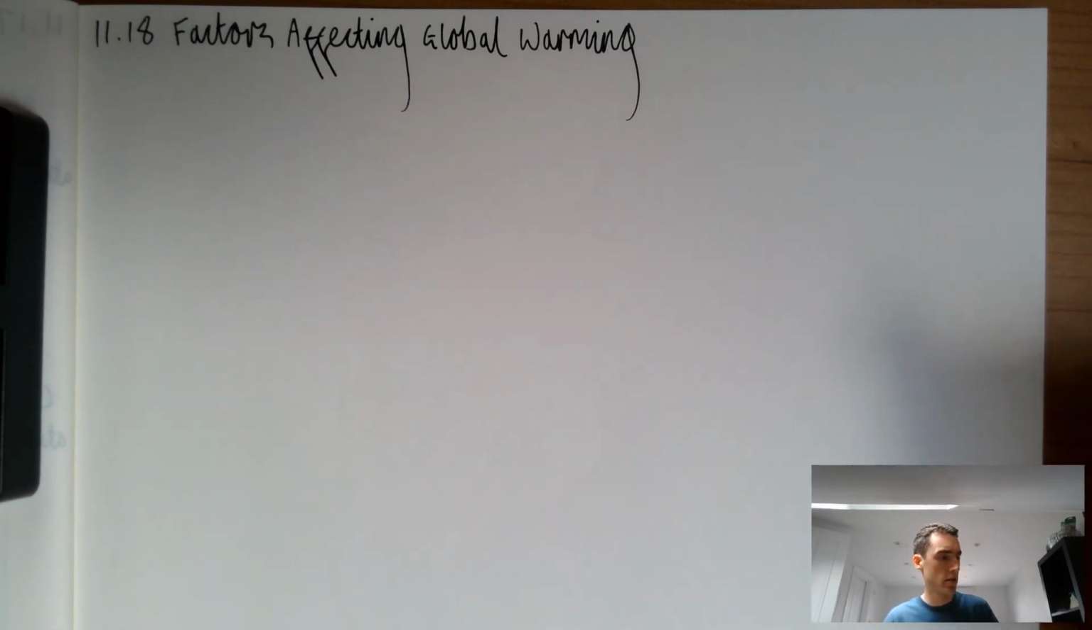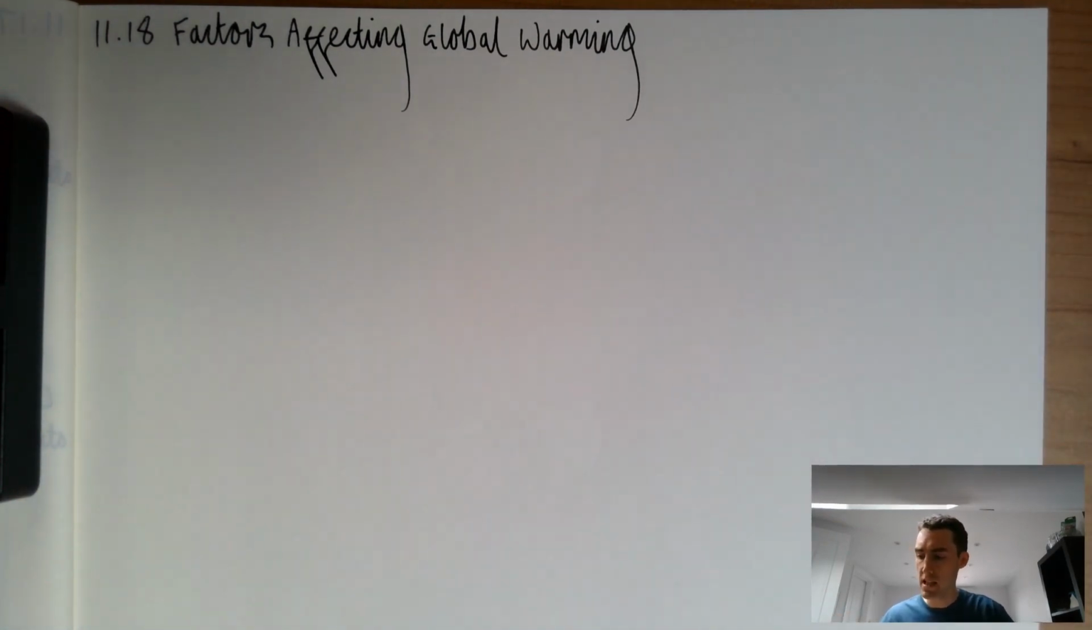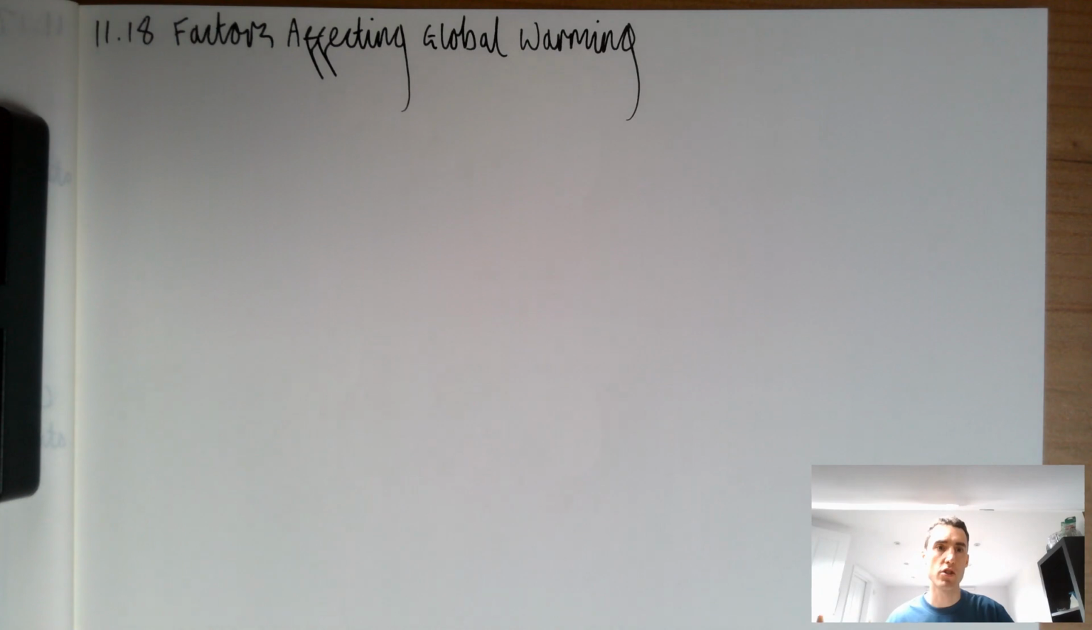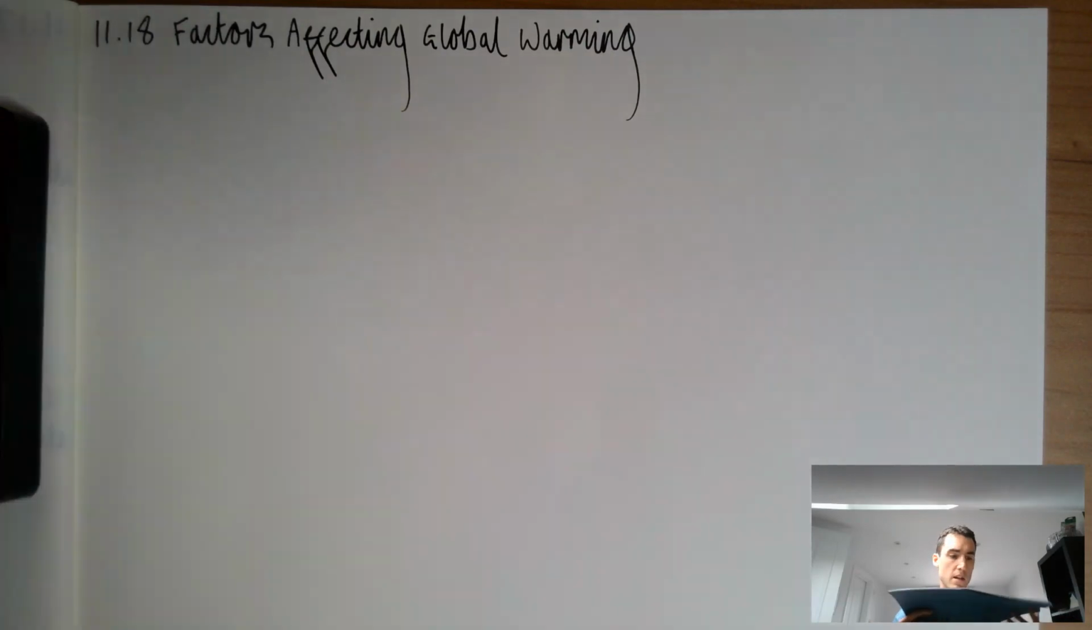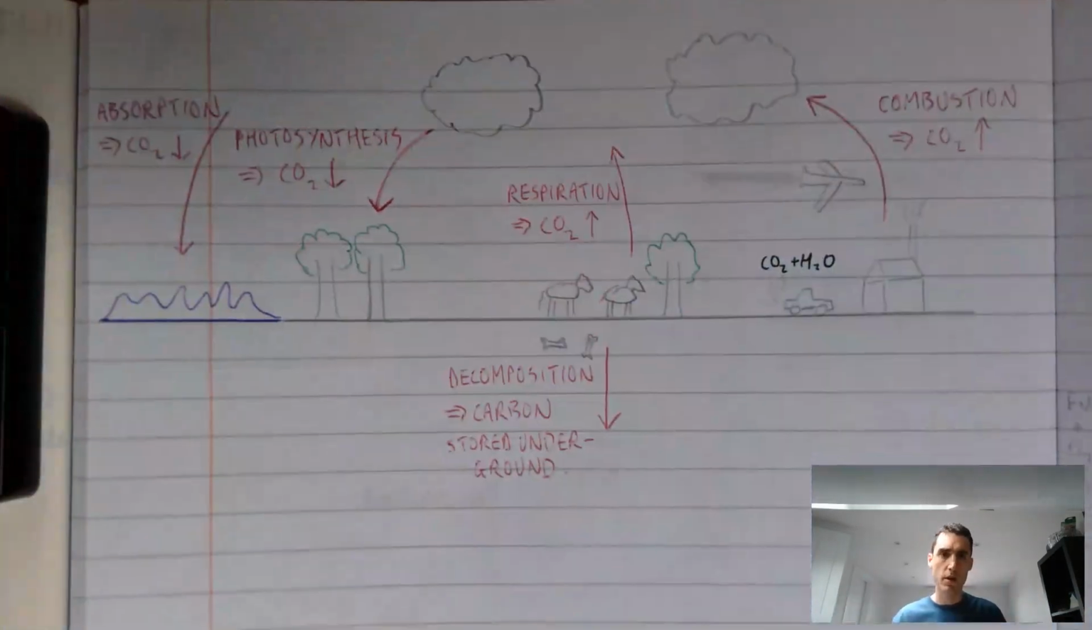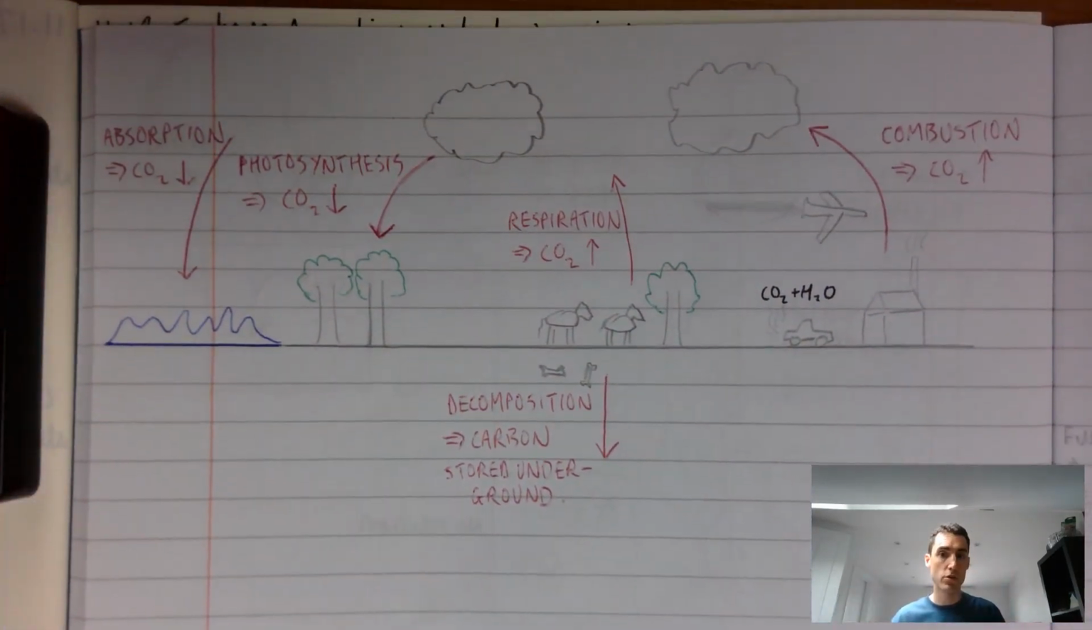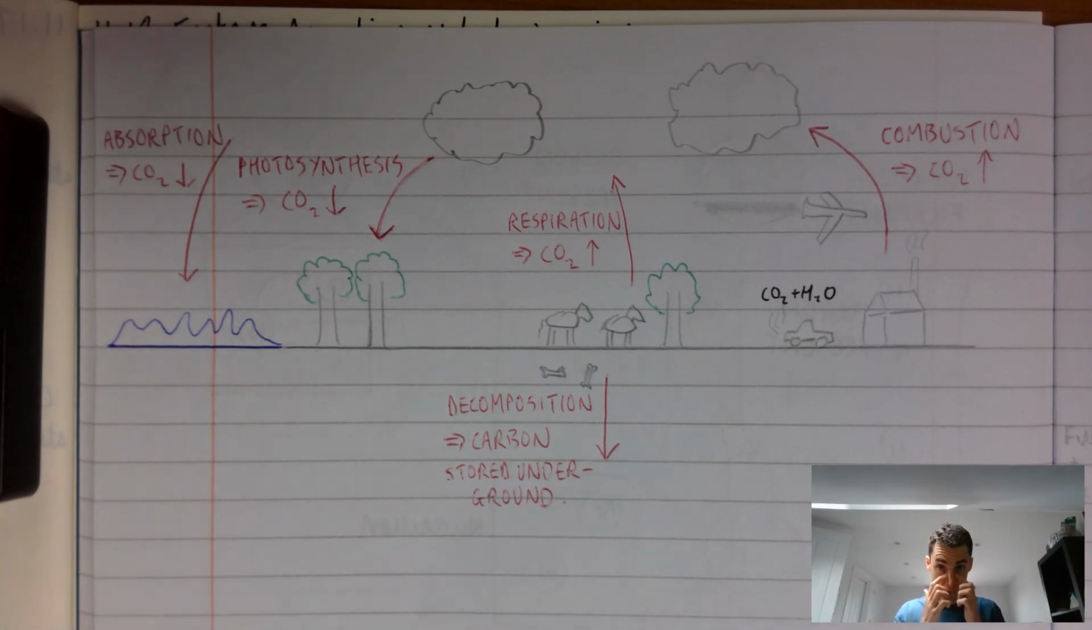This one is called Factors Affecting Global Warming, and essentially the purpose of this is to bring together everything that we've looked at in the carbon cycle. So if I return to my diagram of the carbon cycle that I've come back to every single lesson, I would recommend you do the same as you teach this scheme of work, keep coming back to this diagram.